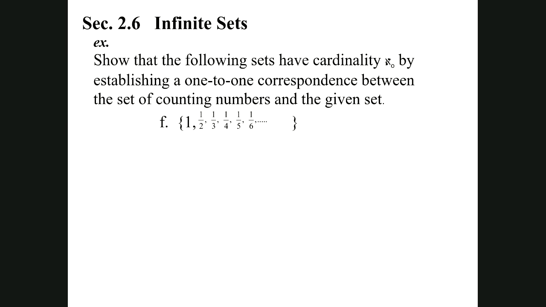Well, the first term is 1, or 1 over 1. Second term is 1 over 2. Third term is 1 over 3. Fourth term is 1 over 4. Fifth term is 1 over 5. Sixth term is 1 over 6. Seventh term is 1 over 7. Eighth term is 1 over 8. The nth term is going to be 1 over n. And it's really that easy.